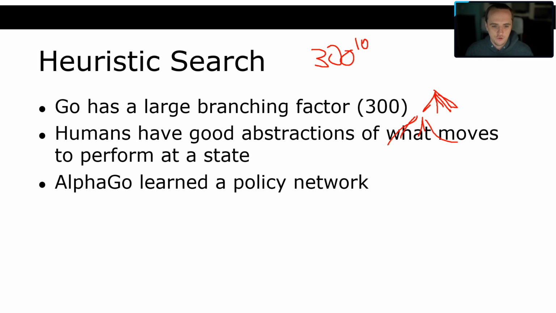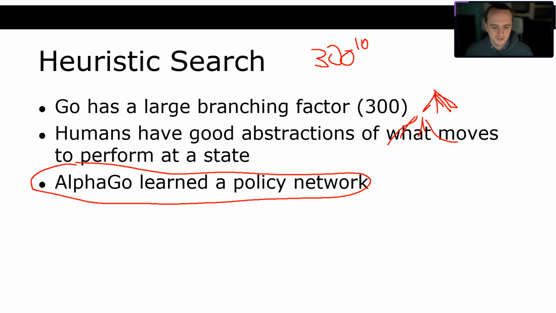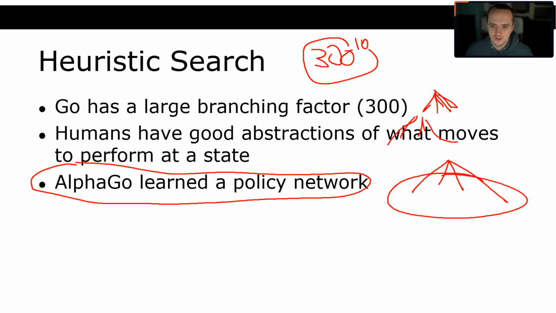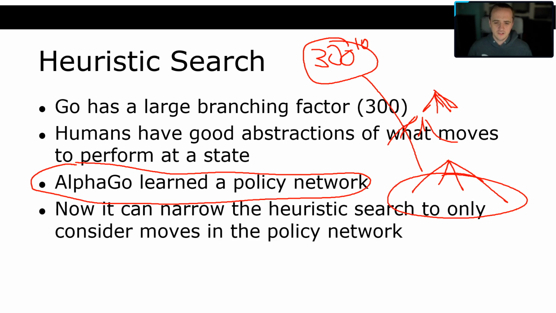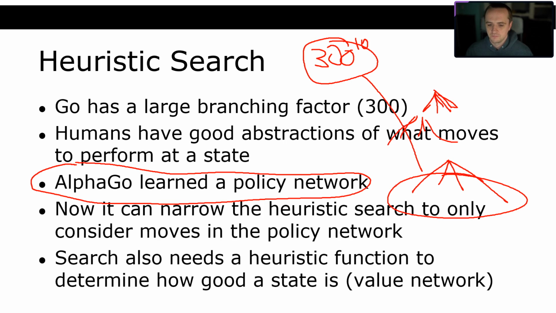What AlphaGo did was learn a policy network. It learned a network that said, okay, maybe these 4 moves are the only good moves for this particular board. Now, instead of searching 300 moves, it just searches those 4 moves. So it narrows the heuristic search to only consider the moves in the policy network, and it can search much, much deeper.